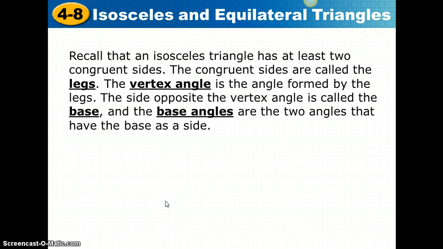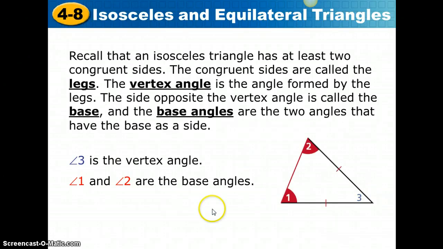So recall that an isosceles triangle has at least two congruent sides. The congruent sides are called the legs. The vertex angle is the angle formed by those legs. The side opposite the vertex angle is called the base, and the base angles are the two angles that have the base as a side.